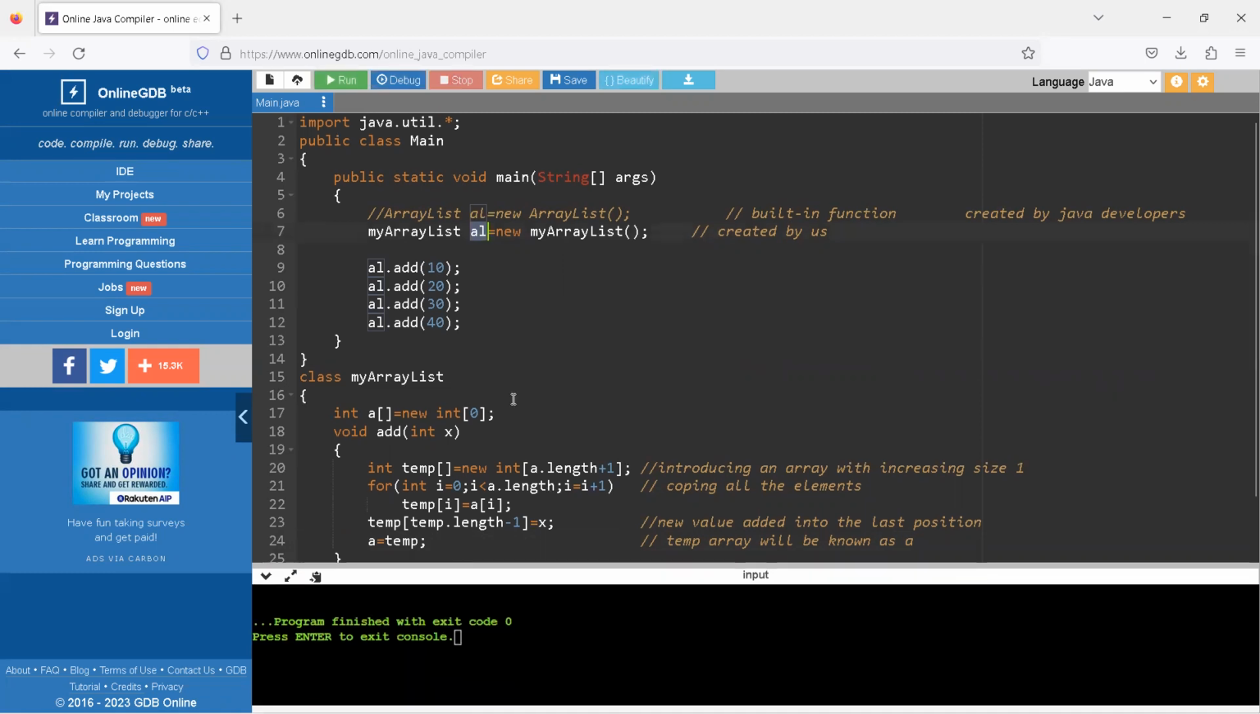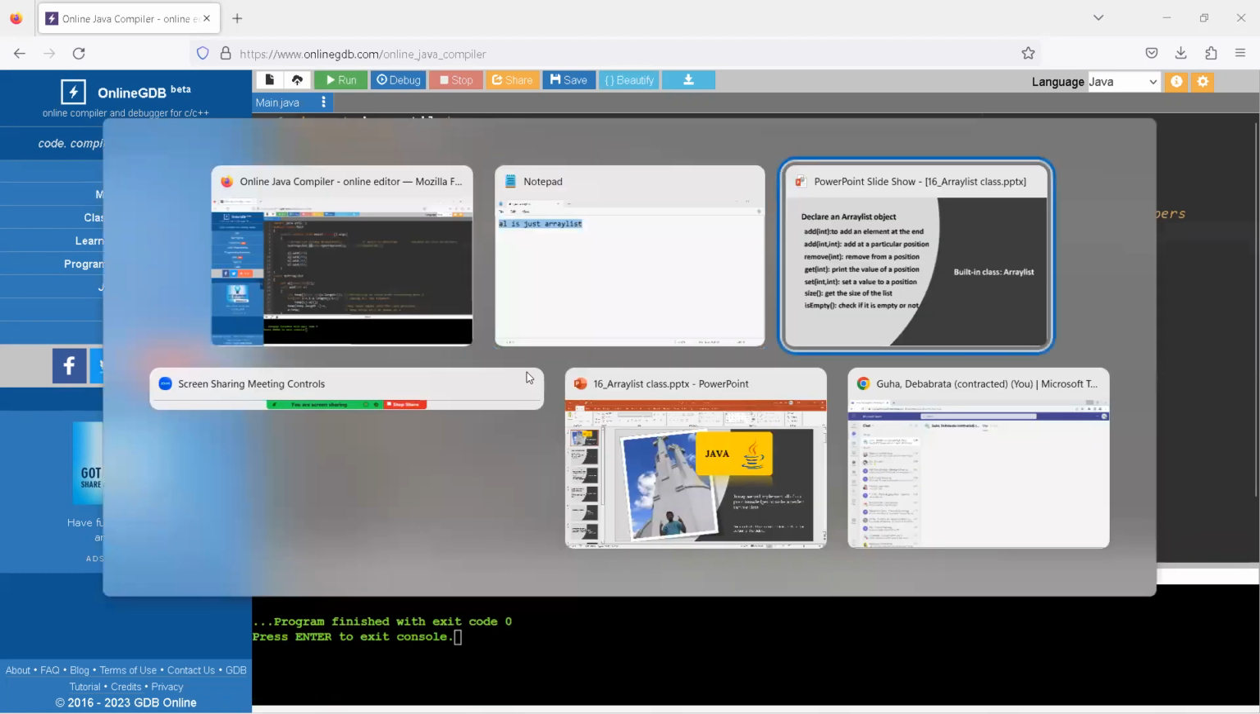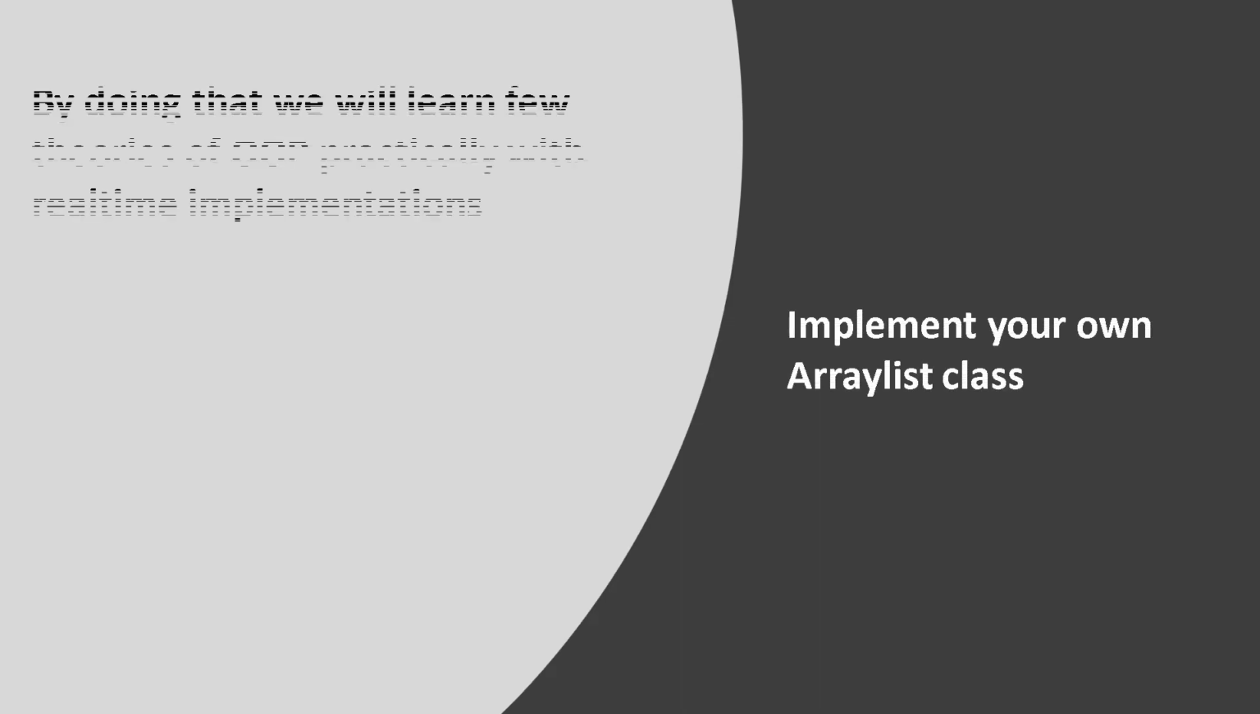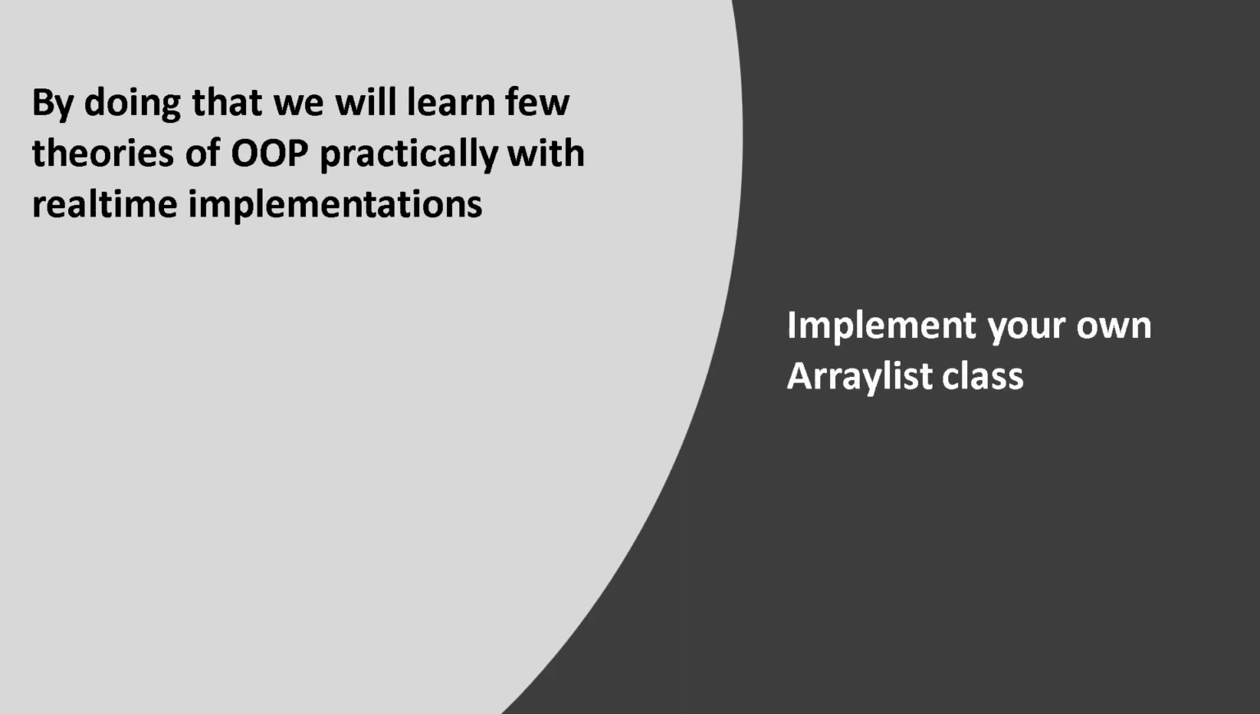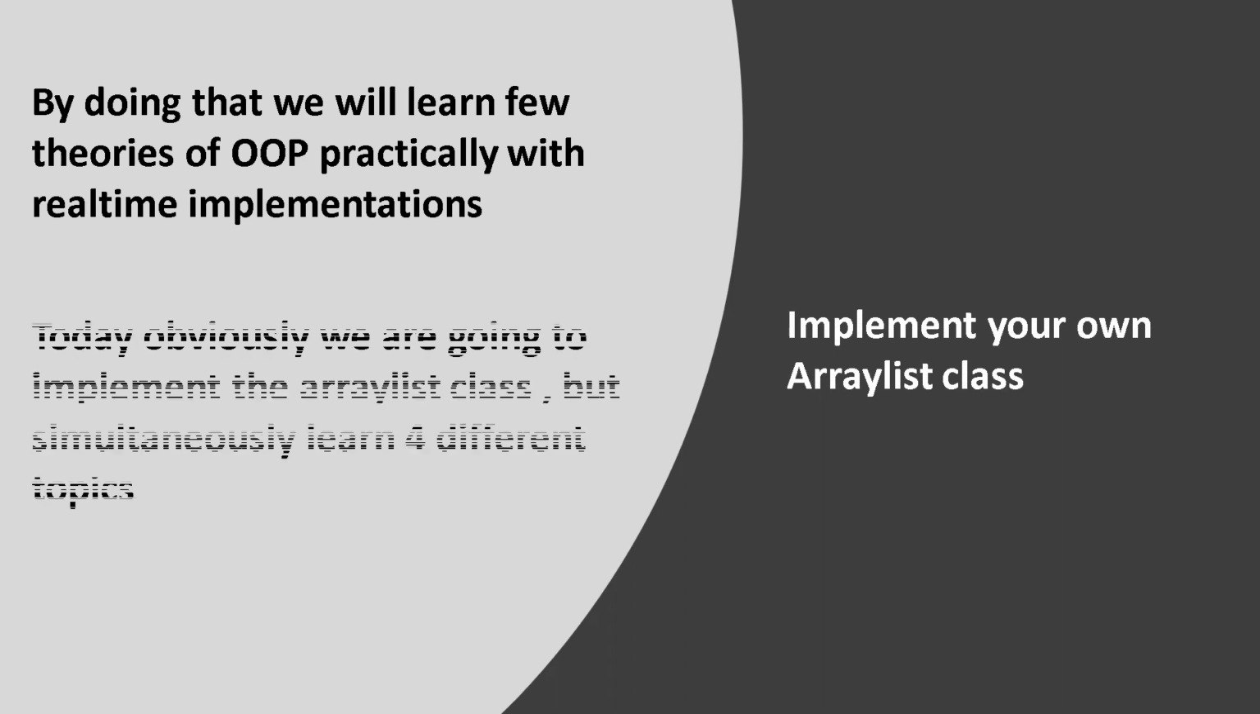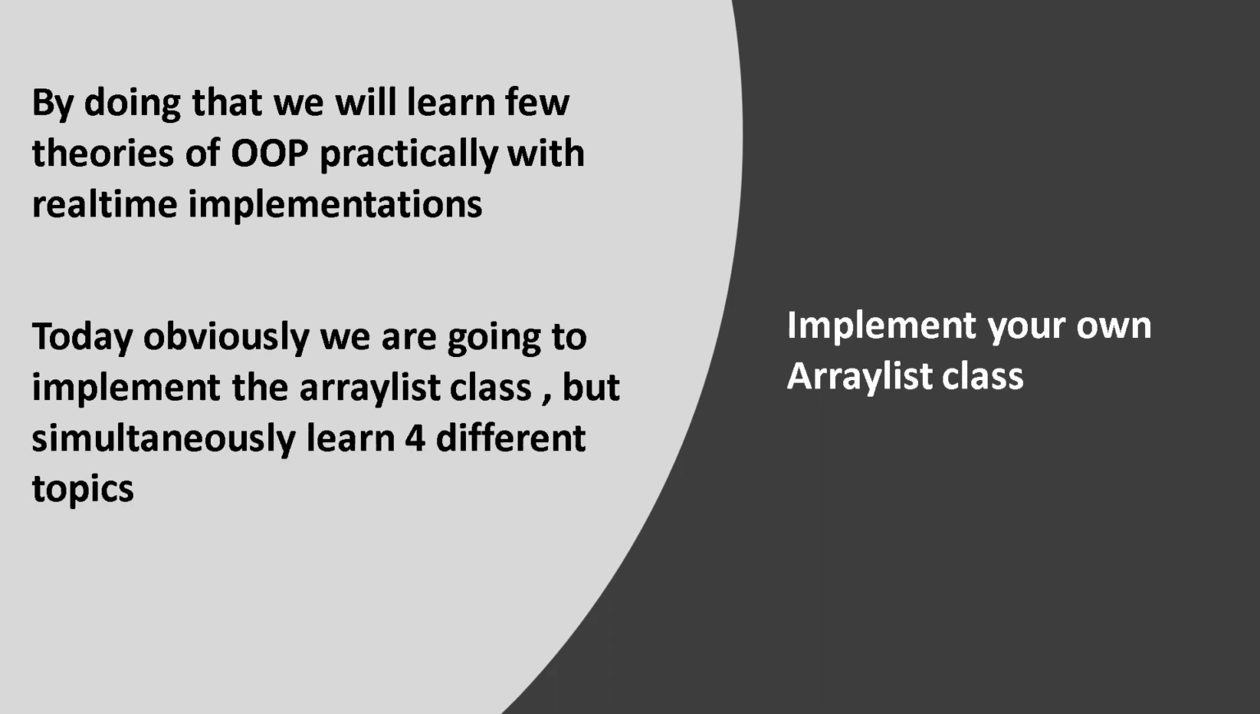It is not giving an error. So that is one of the practical implementations of the dynamic array. Today we will try to implement our own ArrayList class, and by doing that we will learn 4 different topics, and that will be a practical example of all those things.